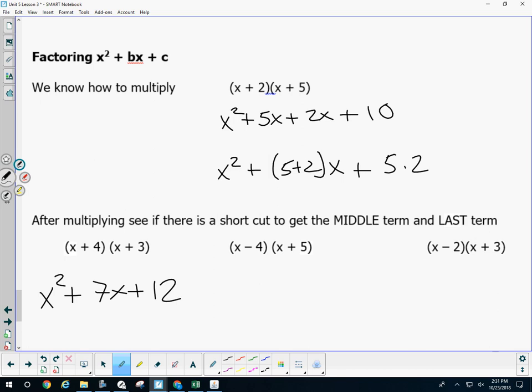Right? Okay, do the other two really quickly without doing all of the distribution, all the arrows. Just go straight there.